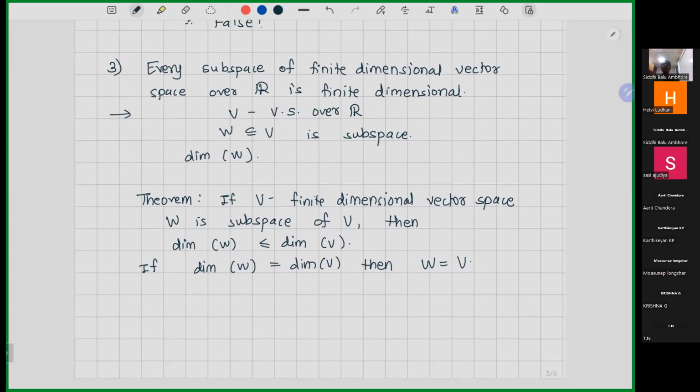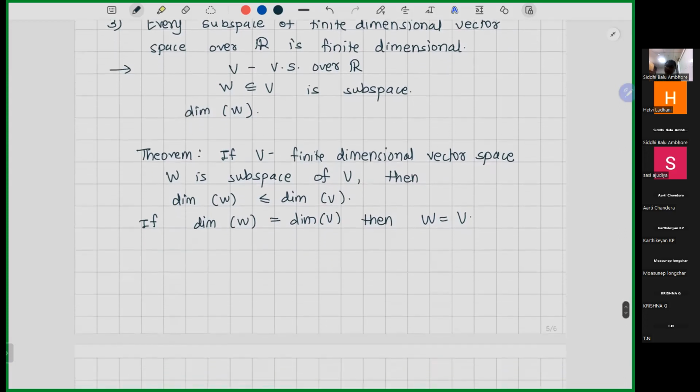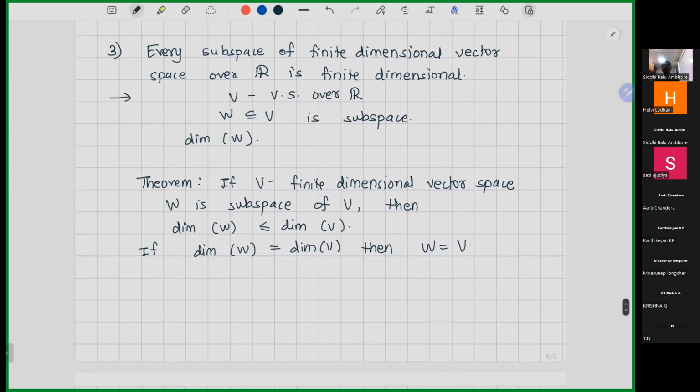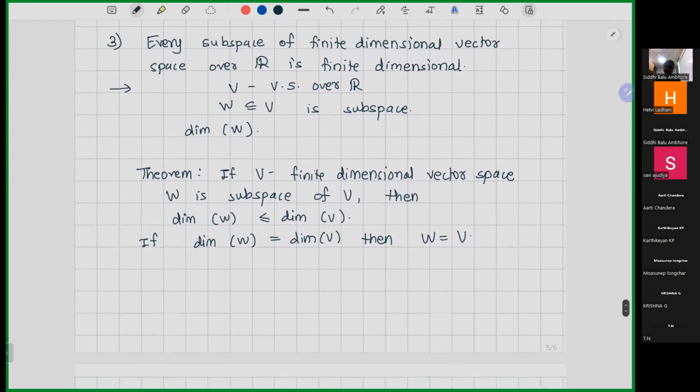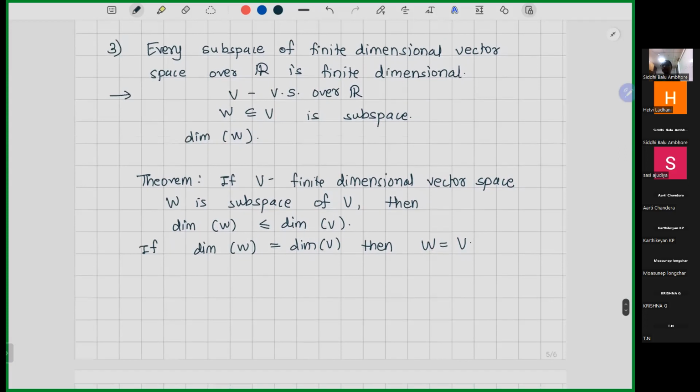We can have a vector space which is infinite dimensional, but its subspaces could have both infinite or finite dimension. Can somebody give me an example of this? A vector space that is infinite dimensional, with two subspaces, one with infinite dimension and one with finite dimension. Any guess? I will give you a few seconds. If not, then please write it in the chat.